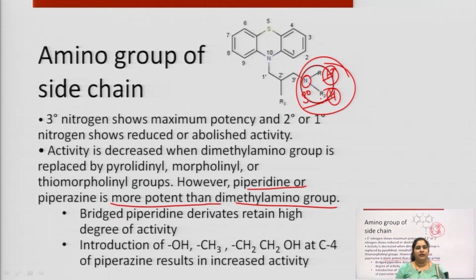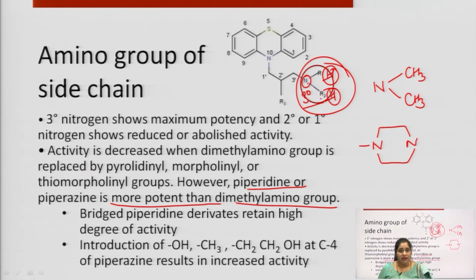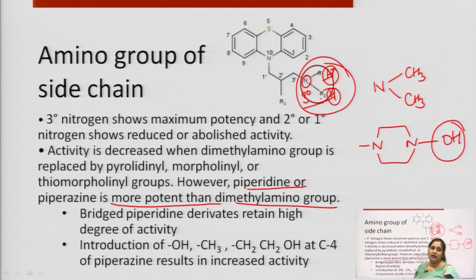And these bridged piperidine derivatives retain a high degree of activity. Even the introduction of an OH group or CH3 group at position number 4 of piperazine will also lead to an increase in activity. So, this nitrogen with 2 CH3 groups will have lesser activity, lesser potency as compared to a nitrogen atom in a piperazine ring. And if we also substitute this nitrogen with either OH or CH3 or anything else, that will also increase the activity.